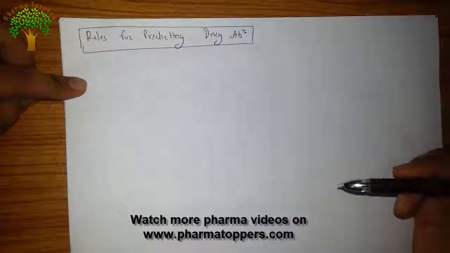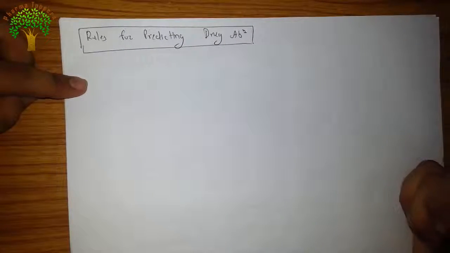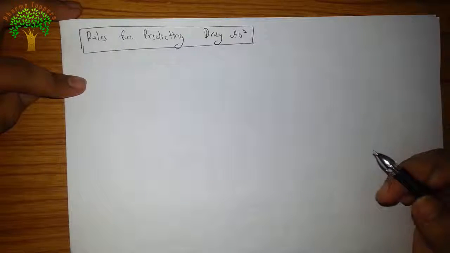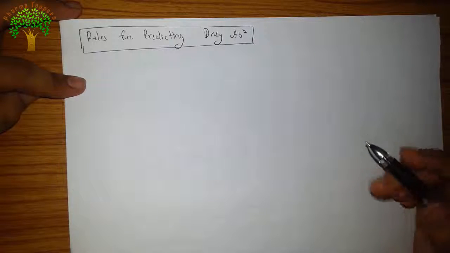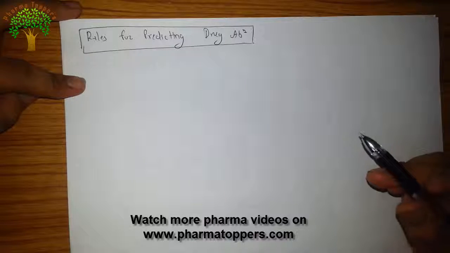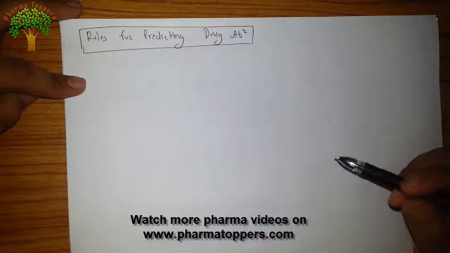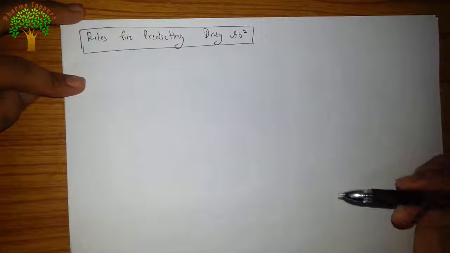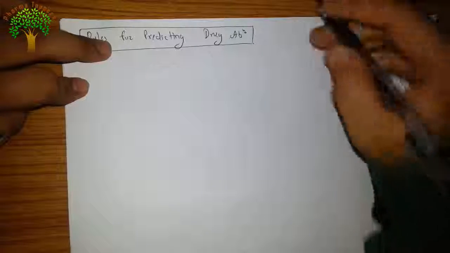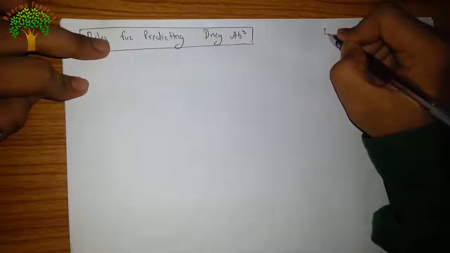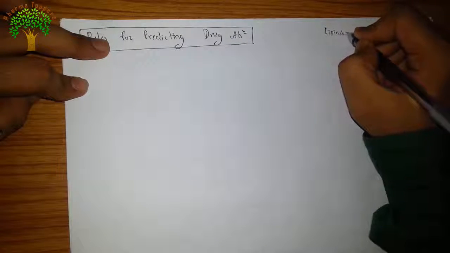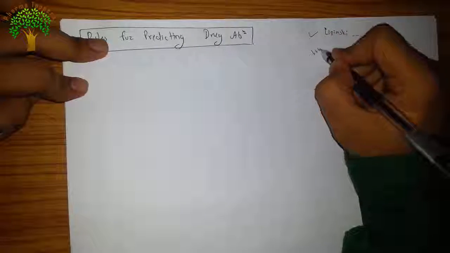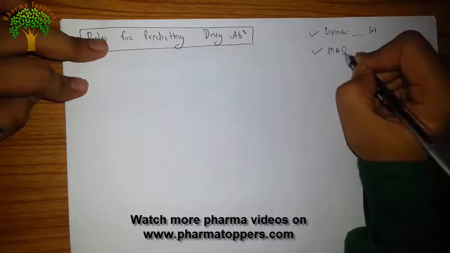Today I'm going to tell you the rules for predicting drug absorption. Generally, the pH partition hypothesis gives a good idea regarding drug absorption. But certain rules, like Lipinski Rule of 5, maximum absorbable dose, and MDR-like rule, can give us an idea whether drug absorption will take place or not. Today I'm going to explain two rules: the Lipinski Rule of 5 and its extension, the extended Lipinski Rule of 5, and the second one, the maximum absorbable dose.